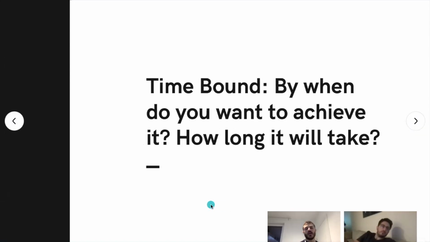Then we have the T of the SMART, which is time bound, or having a time frame. So by when do you want to achieve it? By when do you want to achieve the goal, and you know how long it will take also. Time bound means sticking a time frame or a length to the process of achieving your goal.